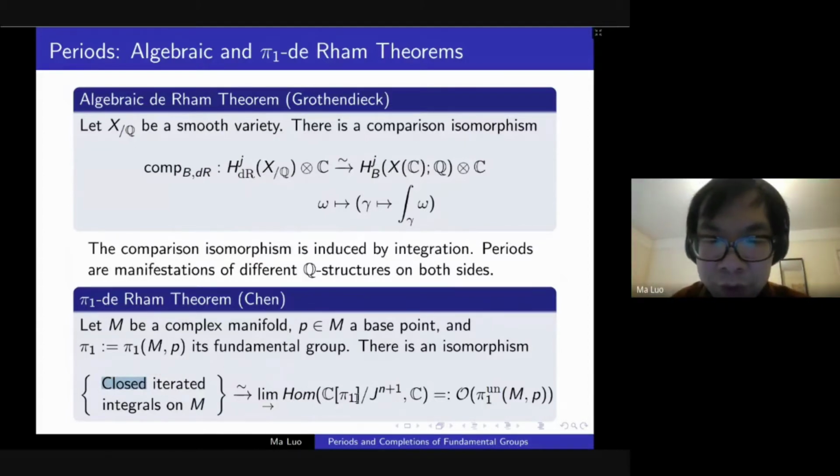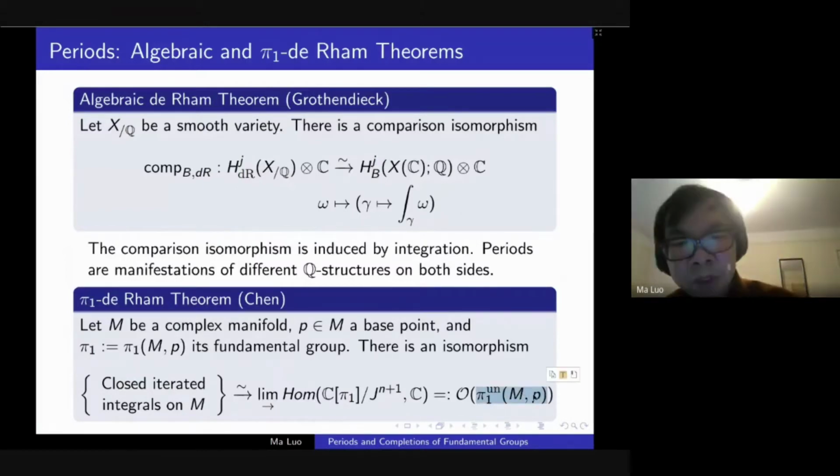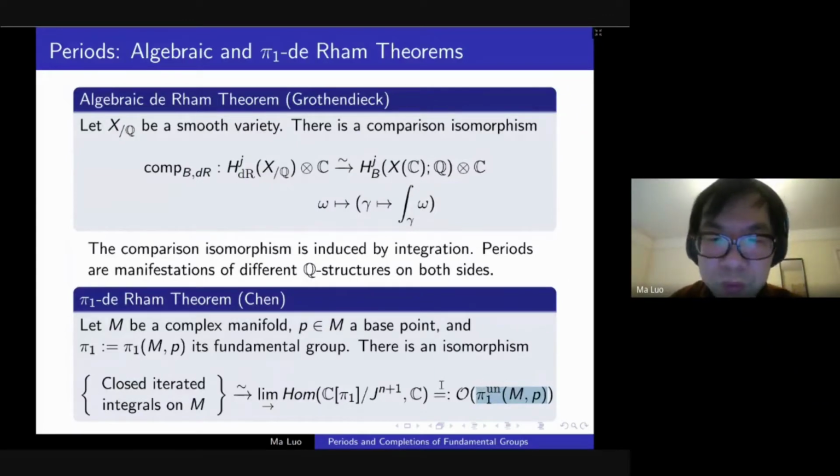On the right-hand side, you do some algebraic operation. Basically, as I will define later, it's the coordinate ring of the unipotent completion of the fundamental group. So what we do is, you start with the fundamental group, you have this group algebra, and there's a natural homomorphism from the group algebra to C, where you send every element of pi1 to 1. And this map has a kernel, which is called the augmentation ideal, which I denote by J.